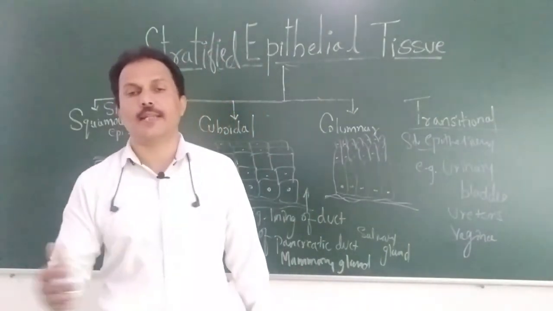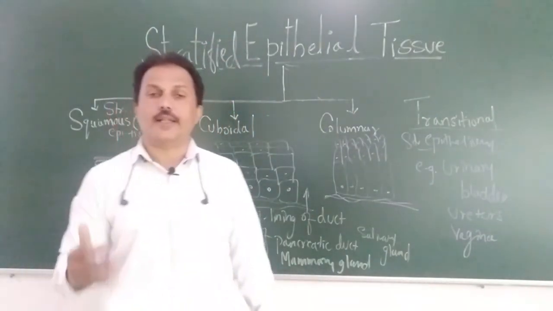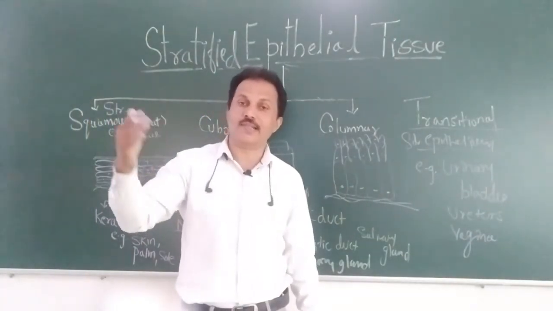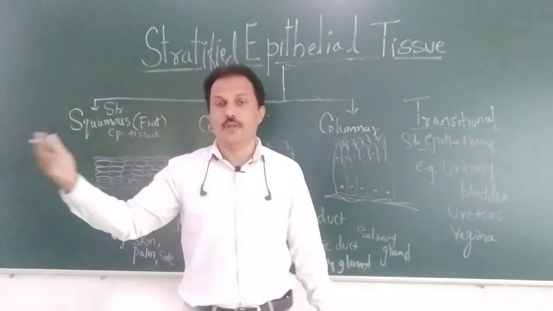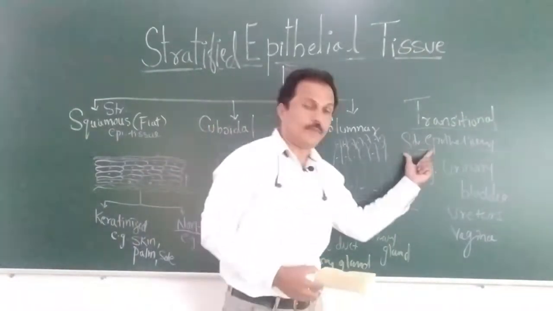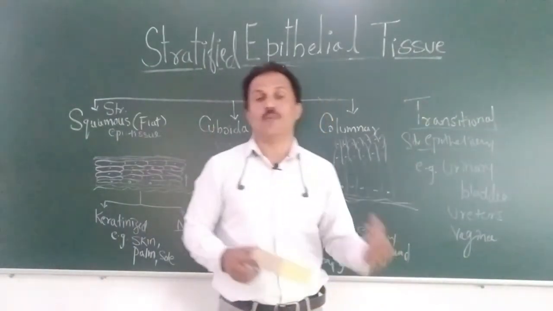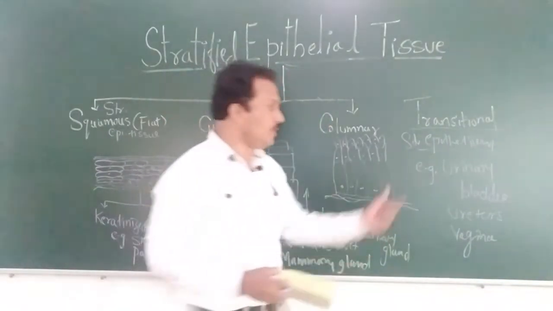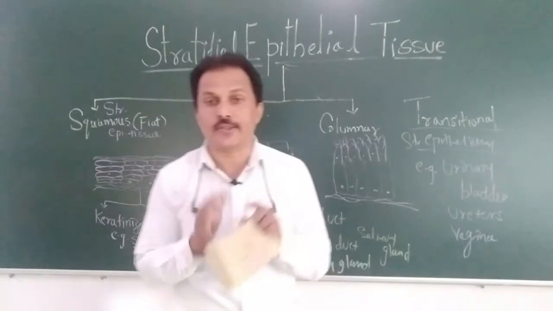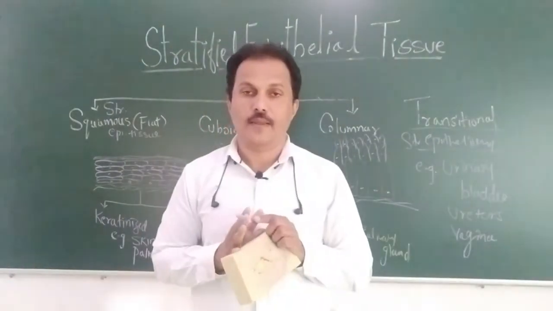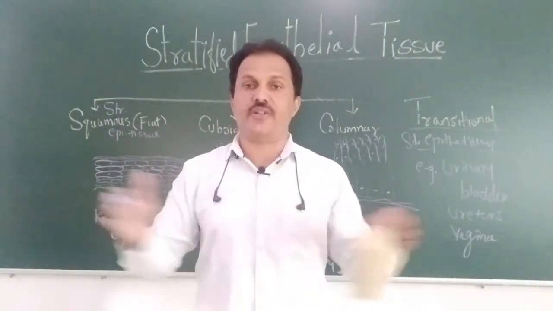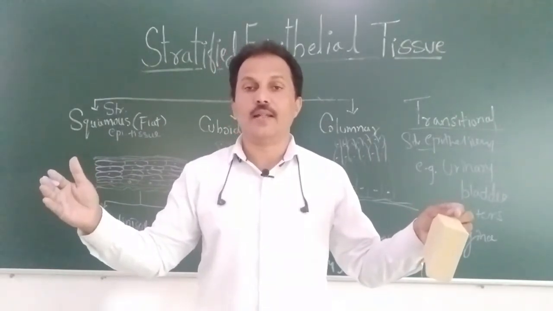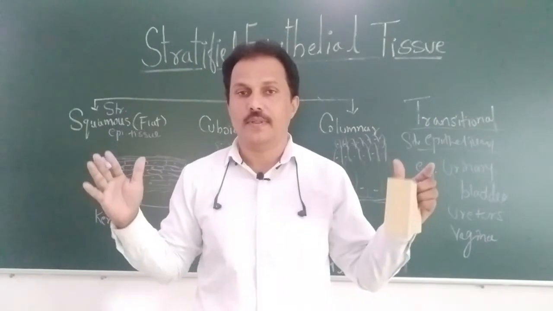What is transitional type of stratified epithelium? It is a multi-layered cellular epithelial tissue. It means it is a stratified epithelium made up of more than one layer of cells. When this epithelial tissue is at a resting position, it is multi-layered. But when it is stretched, you will get a thin unicellular layer of the cells.